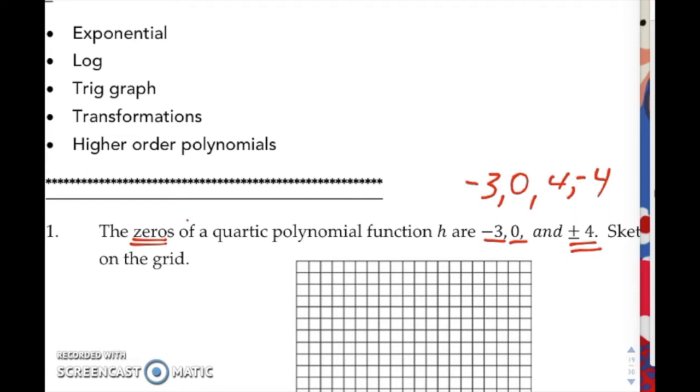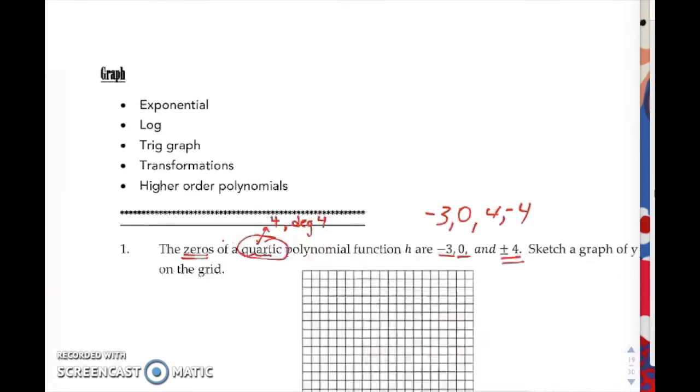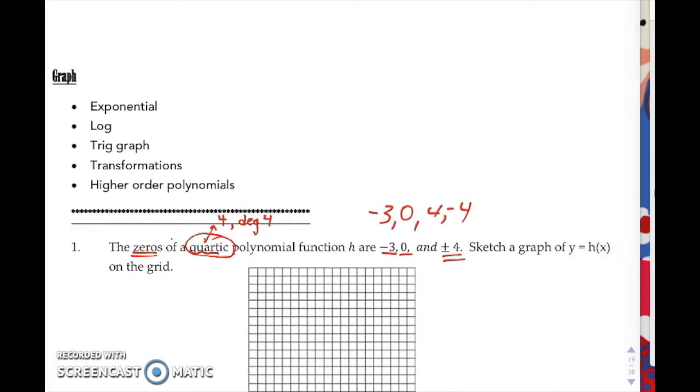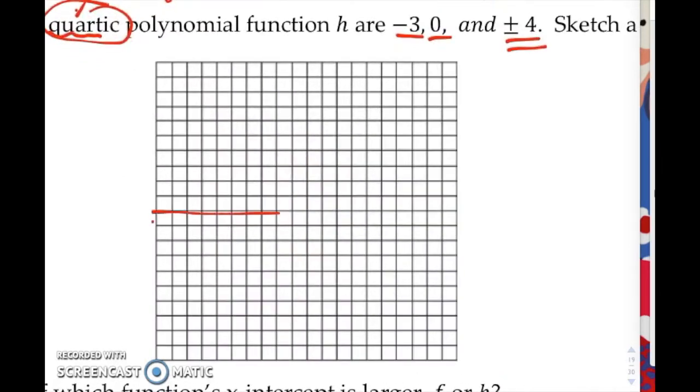Now, the other thing I know is that this is a quartic function. Notice quart in there. That should make you think 4. So this has a degree of 4. Again, it will have 4 zeros. That's what that means. So we're going to sketch a graph of this. I'm going to start by putting my x and y axis on here. Unless we see otherwise, we're going to assume our scale is 1. So there's my x-axis and my y-axis.